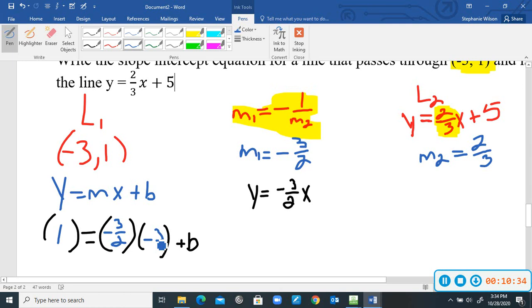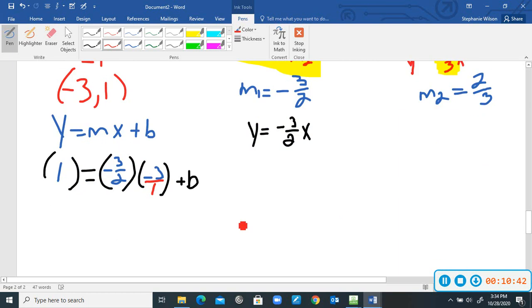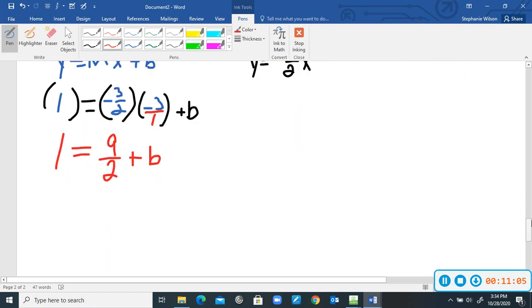So when I go to solve this, if it would help you, you could put a 1 underneath this negative 3, so that way you can see that you multiply straight across and you reduce. Well, 2 and 3 don't reduce, so I need to multiply straight across. So I've got 1 is equal to, this negative times negative is a positive, 3 times 3 is a 9 halves, plus b. Alright, so we're almost done. I need b by itself. I need it to have a positive 1 coefficient, and I've got this 9 halves being added to it. So that means I need to subtract the 9 halves from both sides.